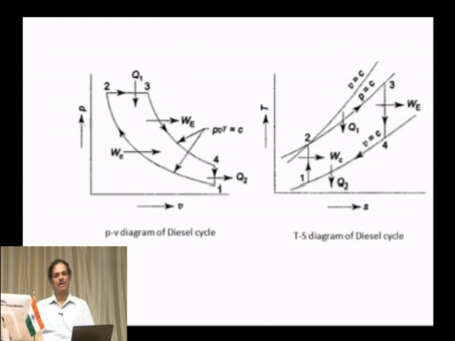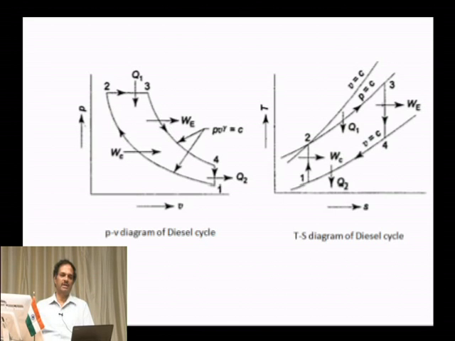So, 1-2 is the adiabatic compression. 2-3 is the constant pressure heat addition. You can see Q1 is the heat addition. 3-4 is the expansion, that means power is produced during this stroke or this process. 4-1 is the heat rejection process, Q2 at constant volume. So that you can see in the PV diagram, same as TS diagram, 1-2, 2-3, 3-4 and 4-1.